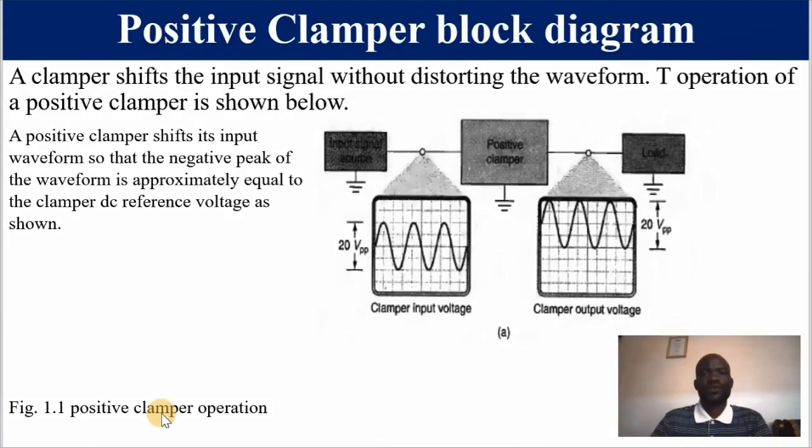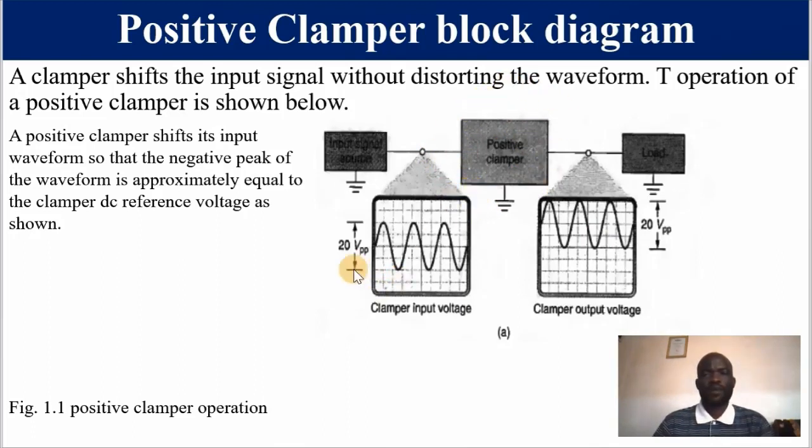Figure 1.1 is showing the operation of a positive clamper, and it's in block diagram form since there are no discrete components. We are saying a clamper shifts the input signal, this is our input signal, without distorting the waveform. This is the input signal, the output signal, and this is our positive clamper, the block diagram.